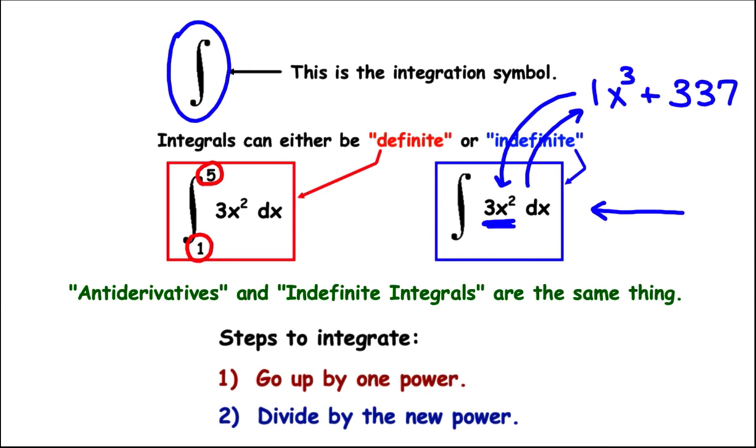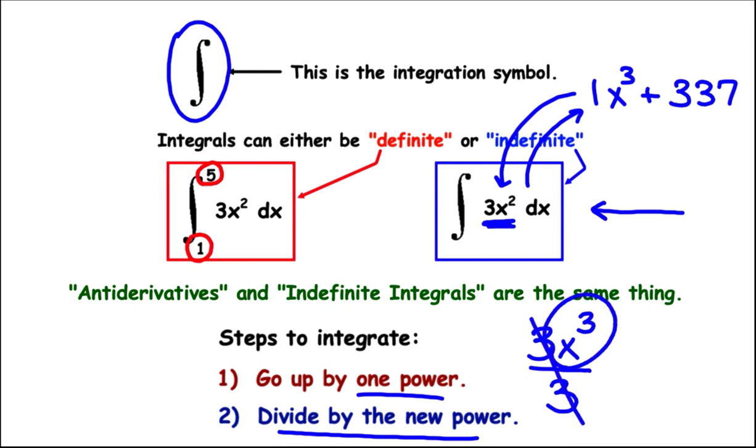Look at this 3x squared that we started with. Let me write that out. 3x squared. But I'm going to go up by 1 power. So instead of 3x squared, it's 3x to the third. So the new power is third power. Now we're going to divide by the new power. Divide by that new power. The 3's cancel, and voila, you got the x to the third. Plus c. And c stands for the mystery constant.